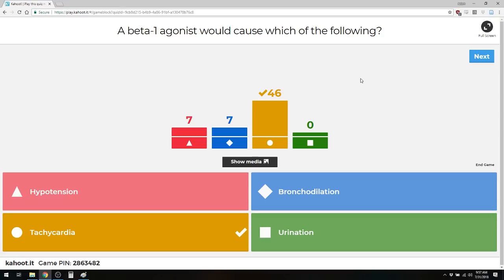But the heart is, again, the beta 1 capital, so to speak. And so you're going to find that it's going to typically cause tachycardia when I have an agonist, right? Now, if I put a beta 1 antagonist, what would have been the right answer? Bradycardia would have been the right answer in that case, right? Good.